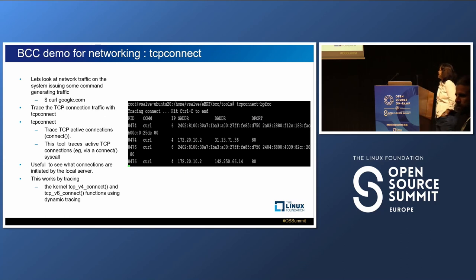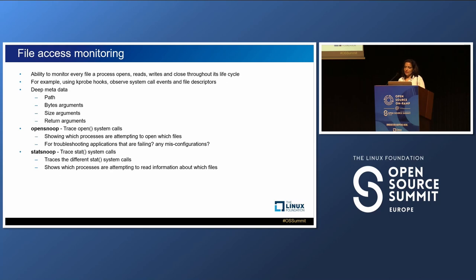So basically the TCP connect gives you information like the PID, the process, the source IP address, destination IP address, port, and all this information. Here we talk about the socket information. First we go with the process execution, process lifecycle, then the socket lifecycle, and then we'll look at some of the monitoring that can be done on file access.